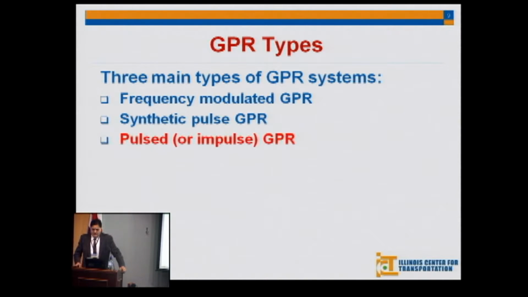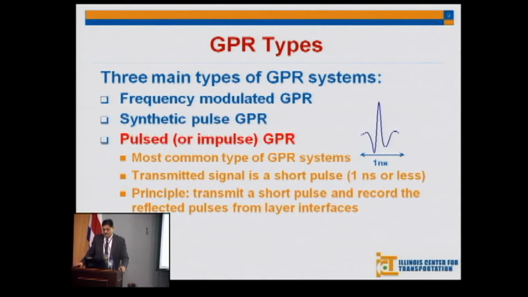So let me go back here and talk about the GPR types. The one that you have here is the pulse GPR, sometimes called impulse GPR. There are other types of GPR, such as the synthetic pulse GPR and the frequency modulated GPR, and these are different from the impulse or pulse. The pulse is used because we are interested in detecting the interfaces. The other ones allow us to look at the bulk, so we will not be discussing them today.